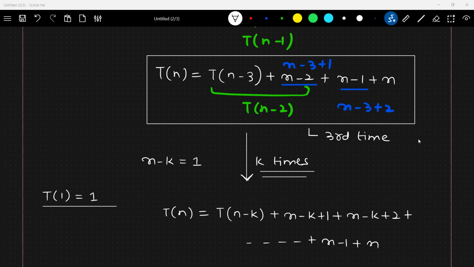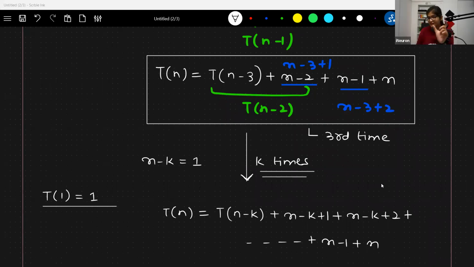Hello. Yes, please, I want to speak. I just want to know how n minus 1 plus n is coming. Where is the minus 3 and the plus, and in the last term you wrote T of n equals T of n minus k, the last term is n minus 1 plus n. Can you explain that once? So how is n minus 1 plus n coming? This is the last part of your equation, n minus 1 plus n, right?